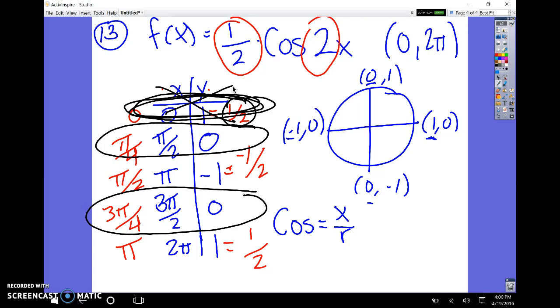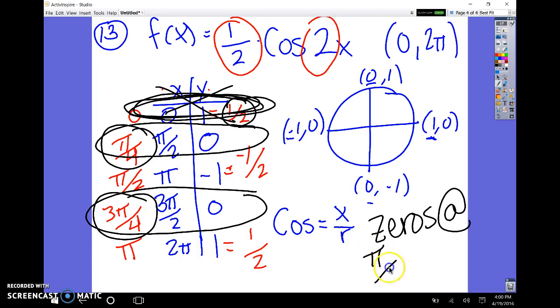So we only have those 2 zeros there, and they're located at pi over 4 and 3 pi over 4. So our answer is we have zeros at pi over 4 and 3 pi over 4. Okay?